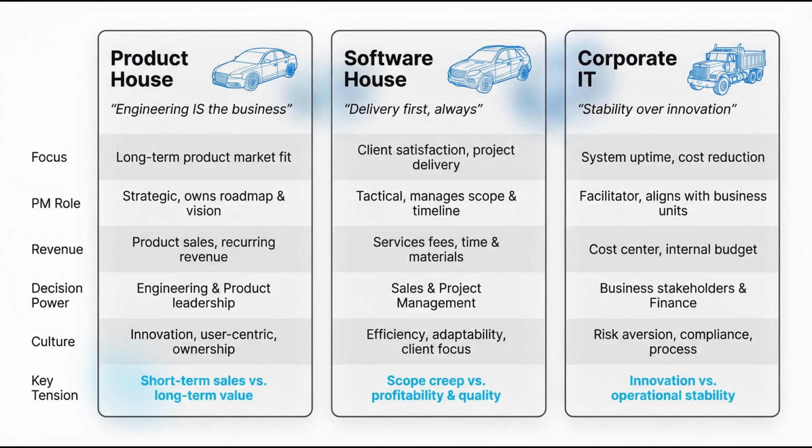Software house. STX Next, NetGuru. Dual power. Internal and client side. The client acts as product owner. Delivery manager is the central role. Revenue is billable hours. The operational goal is a utilization rate of 70 to 85%. Margins typically 30 to 60%. Core tension. Feast or famine and context switching between projects.